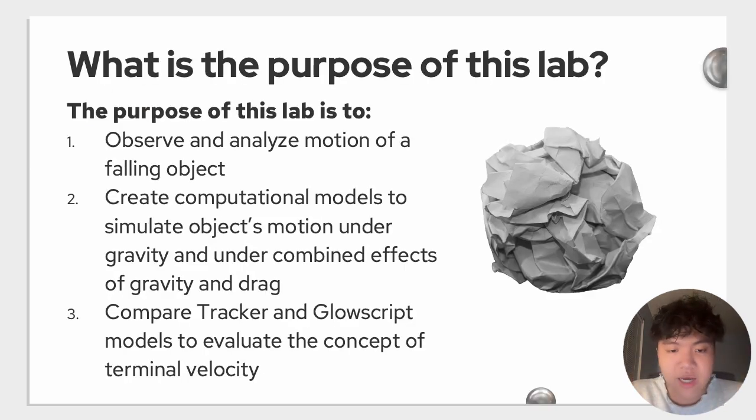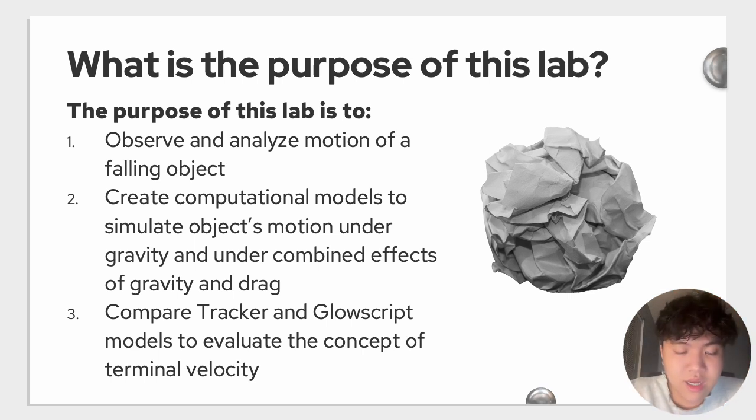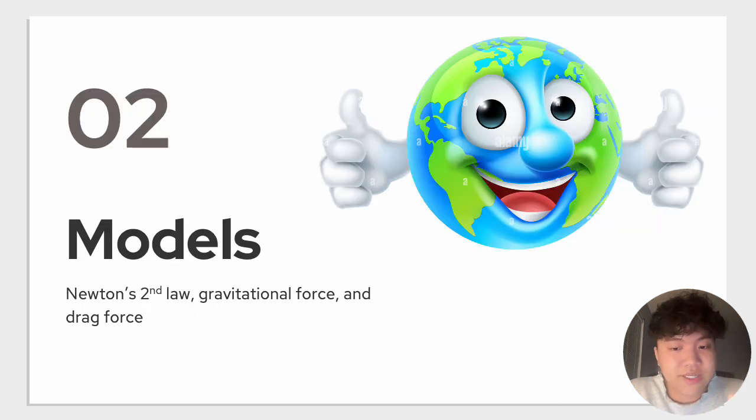So the purpose of this lab is to observe and analyze the motion of a falling object. In this case, I'm going to be using a crumpled up piece of paper, and I'm going to create computational models to simulate the object's motion under gravity and under the combined effects of gravity and drag. So I'm going to be throwing it from a certain height down the y-axis in a straight line, and I'm going to be comparing it on Tracker and GlowScript to evaluate the concept of terminal velocity. Now, let's get right into models.